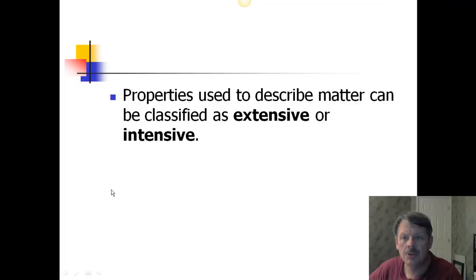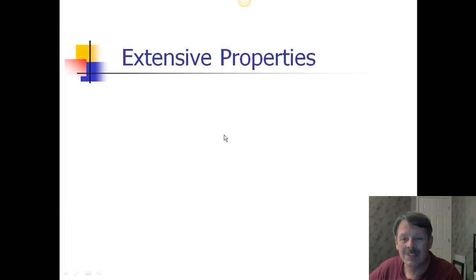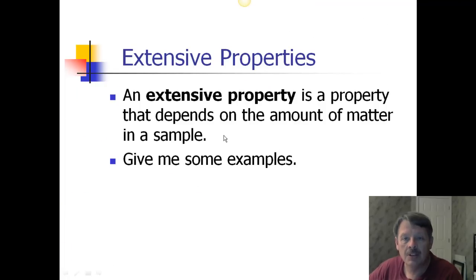Properties are used to describe matter, and we can classify them as intensive or extensive properties. Now go ahead and pause the video right now and write down those two words because we're going to define them in a moment. Okay, so what's an extensive property? An extensive property is a property that depends on the amount of matter in a sample. In other words, how much of the stuff do you have?